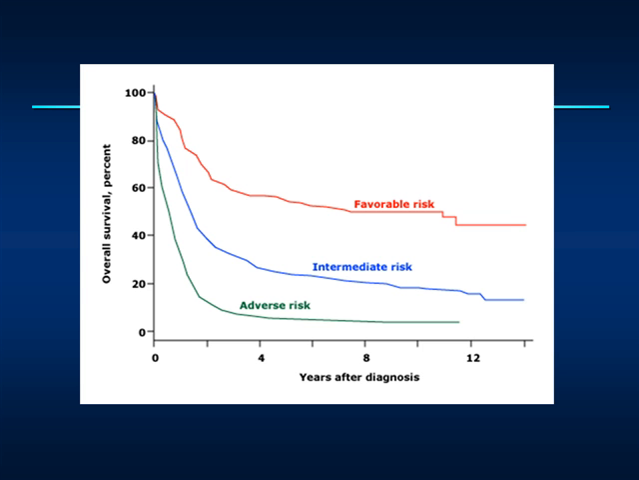Now, when we look at cytogenetics, we look at risk factors: favorable, intermediate, and adverse cytogenetics, and you can see that the outcome in terms of overall long-term survival is very different for the three groups. So it really makes a difference, and you can see why we move toward transplant in those with poor cytogenetics.